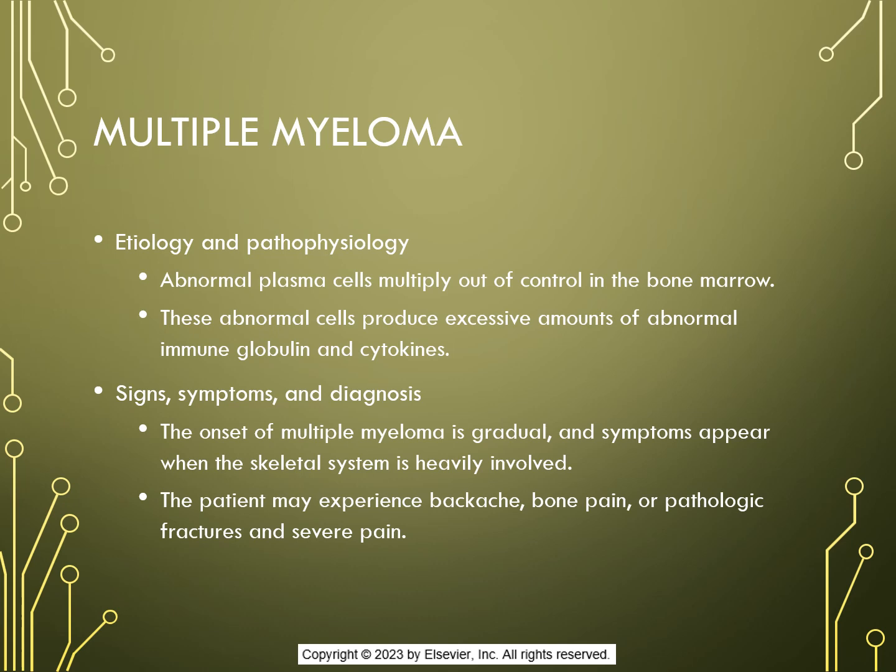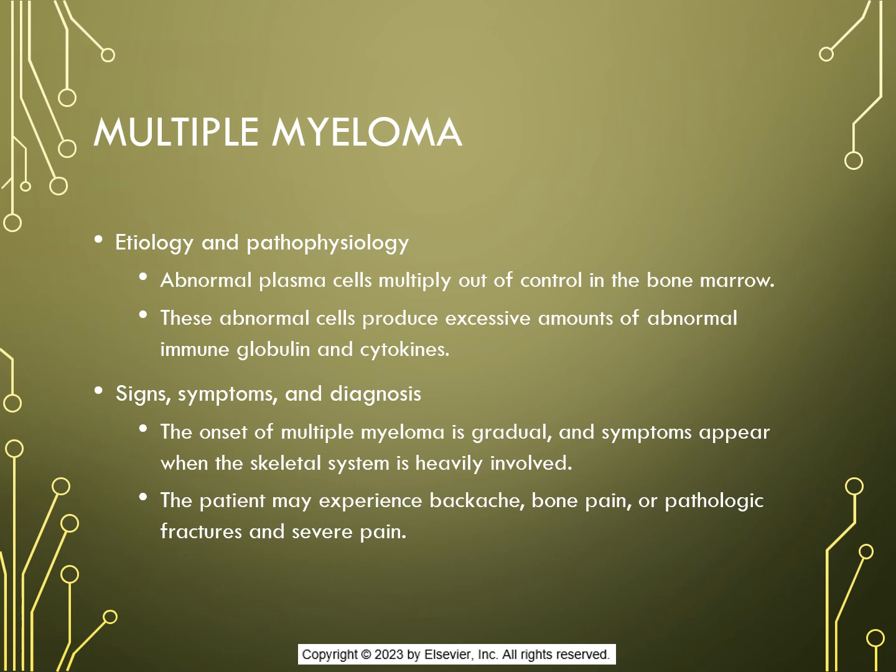These tumors will disrupt the normal bone marrow function and weaken the bone, predisposing the patient to frequent fractures. The onset of multiple myeloma is gradual, and symptoms appear when the skeletal system is heavily involved. The patient may experience a backache, bone pain that is worse with movement, or pathologic fractures and severe pain. Multiple myeloma is diagnosed by a combination of X-ray studies, bone marrow biopsy, and blood and urine tests.